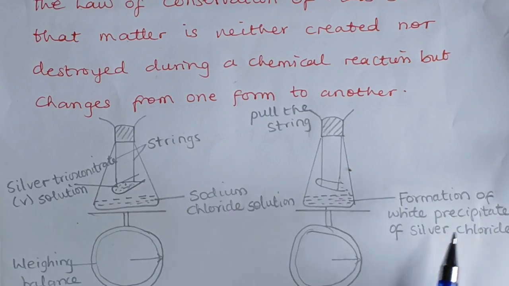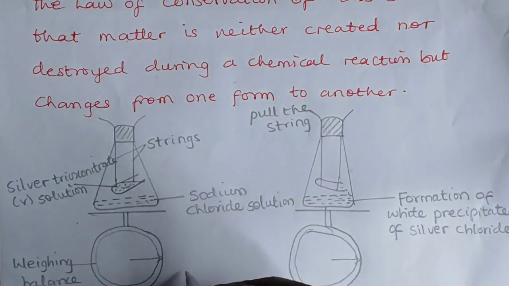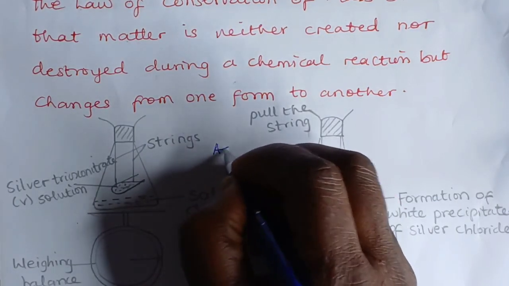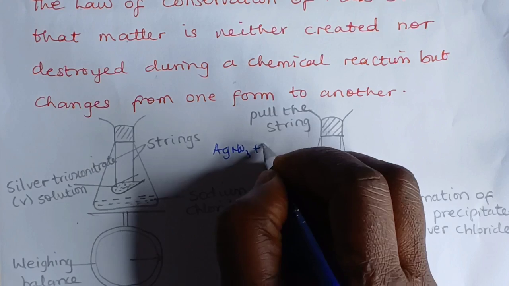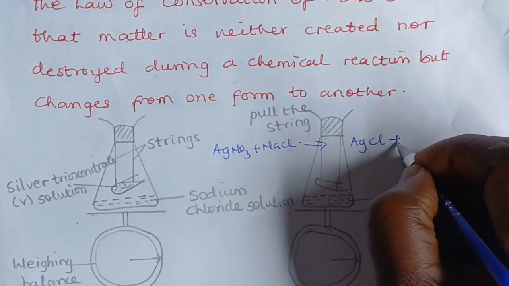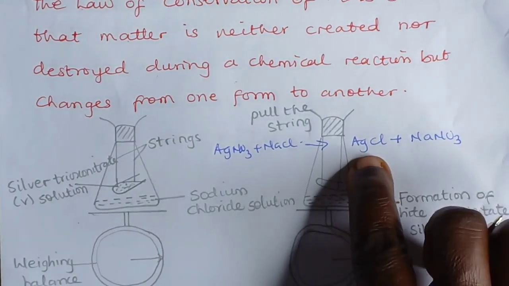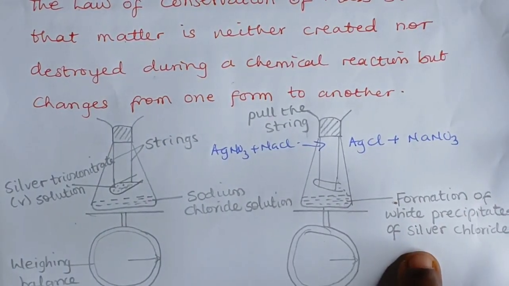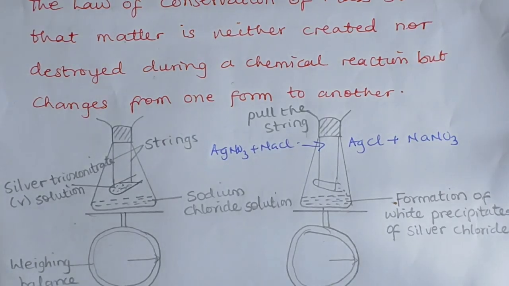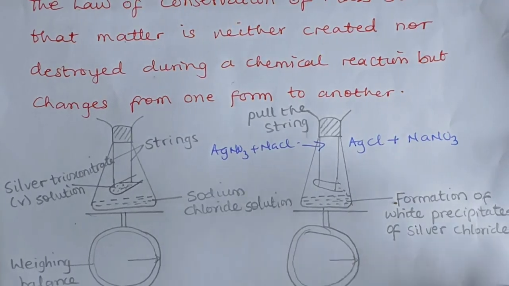So that is the formation of a white precipitate, which occurred between silver trioxonitrate 5 and sodium chloride. We ended up having silver chloride and sodium trioxonitrate 5 being formed. This white precipitate shows that a chemical reaction has occurred, through a color change, because it will form white. So this is to justify the law of conservation of mass.